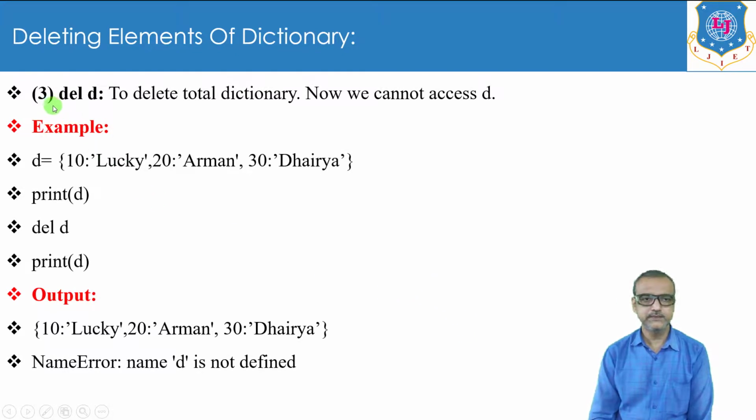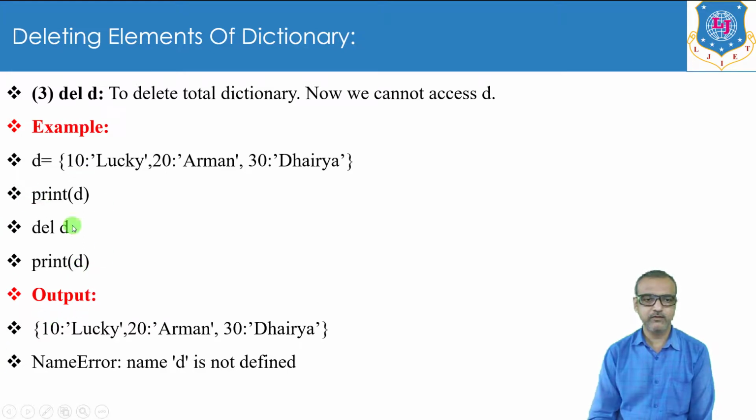Now we will see the third method, that is del of D. What this del of D will do is delete the total dictionary. So now we cannot access D. How? I will make you understand with the help of an example. We have the same dictionary D, that is this one. Print D will give us this as output. If we apply del D and then print D, it will give us a name error.